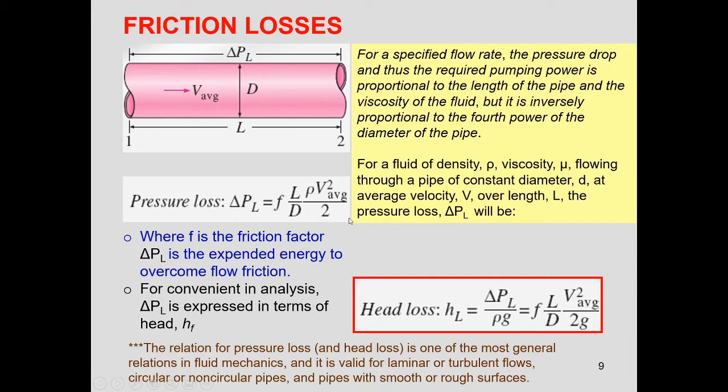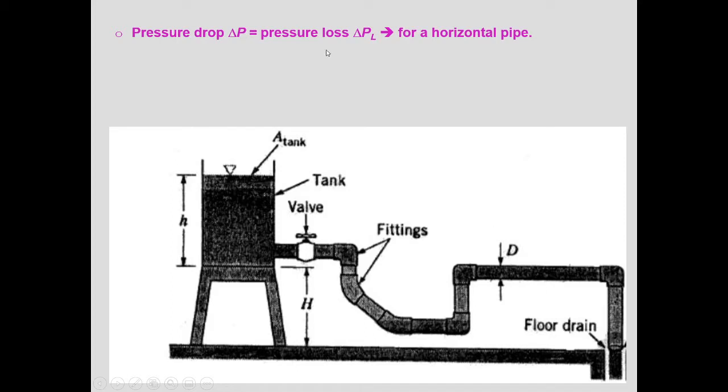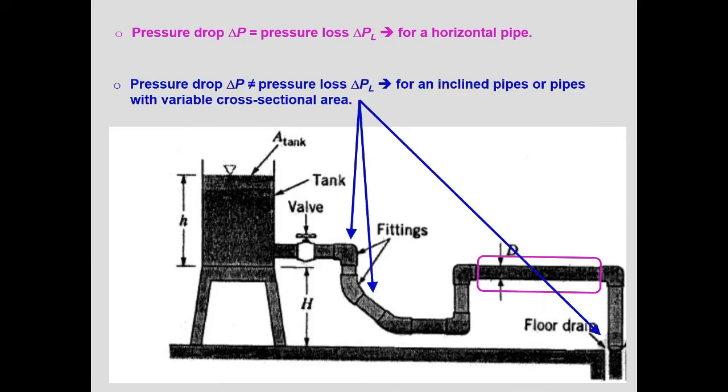You need to make note of these two equations, the equation for pressure losses and the head losses. Pressure drop is not always equal to the delta P loss because of friction losses. It only occurs for a horizontal pipe, but not for other types of pipe. If there is a fitting, if the flow is vertical, or there is a difference in pipe diameter or anything, you cannot assume that the pressure drop is equal to the pressure drop because of the losses.